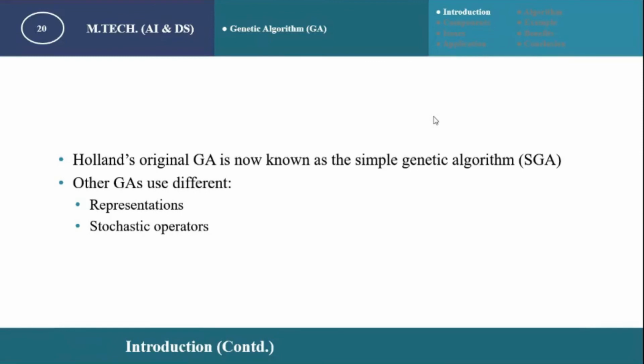Other than the simple genetic algorithm, there are other genetic algorithms which are different in terms of solution representations and in terms of the stochastic operators. The stochastic operators are the selection, crossover, as well as mutation operators. There are different categories of operators being used, so there are different types of genetic algorithms available.